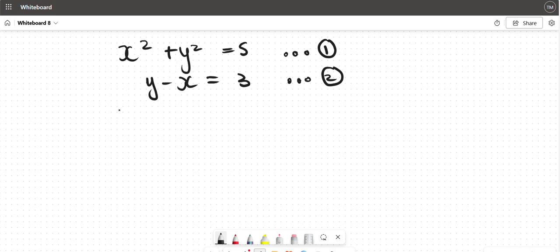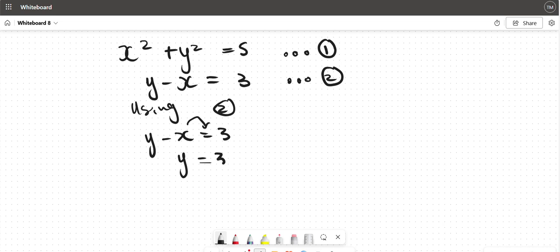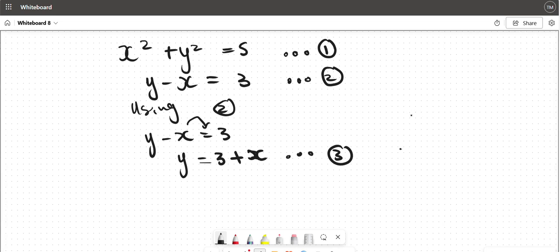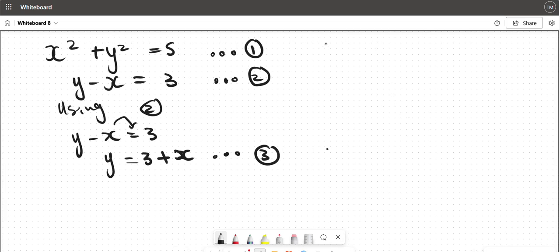So in equation 2, using equation 2, y minus x is equal to 3, I'm going to make an equation 3 where I take the x over and I make y the subject. So now I have y as the subject. I'm going to call this equation 3. What am I going to do with that equation 3? Let me write it this side.